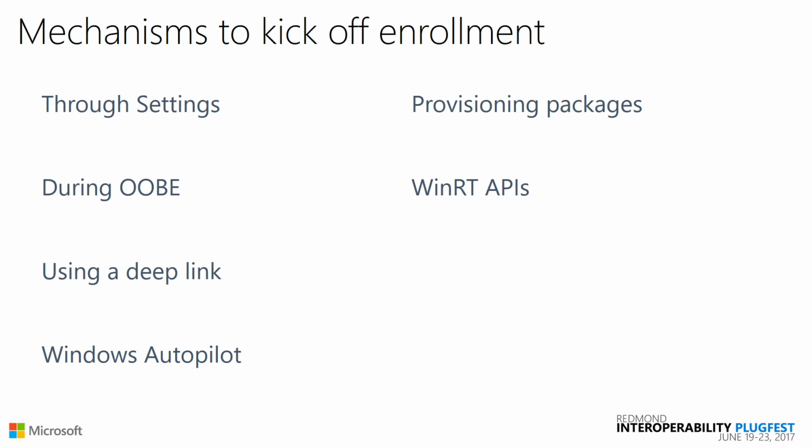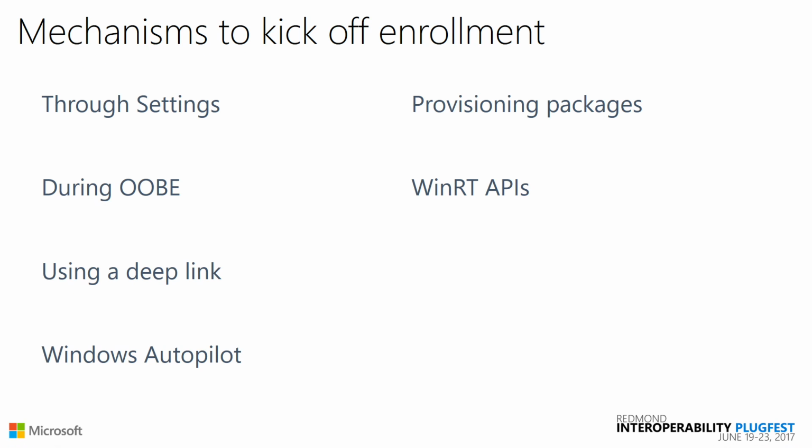So you can have commands in the provisioning package used to enroll a device. You can also disable Bluetooth. Pretty much everything you can do with MDM, you can also do with a provisioning package. It's kind of like an offline way to stage a device or get the device set up before you hand it off to an employee or a student or something like that. And then there are also WinRT APIs that can be used for MDM enrollment as well.